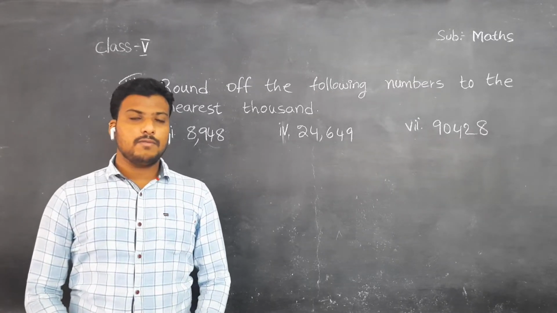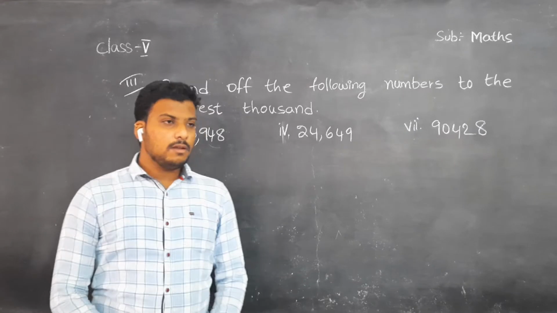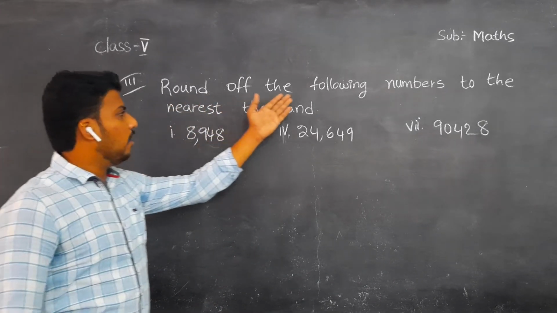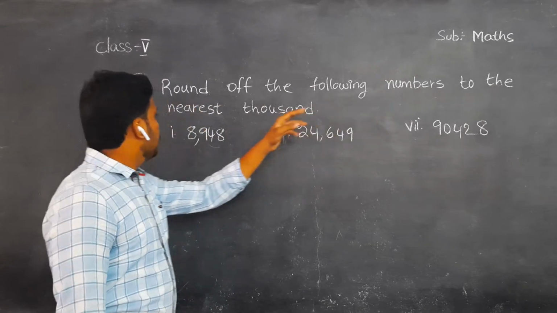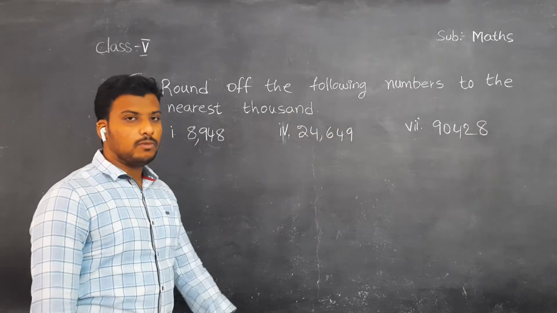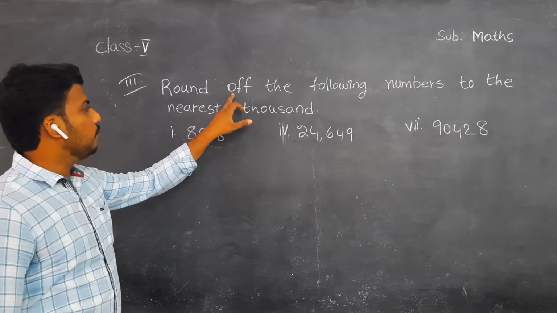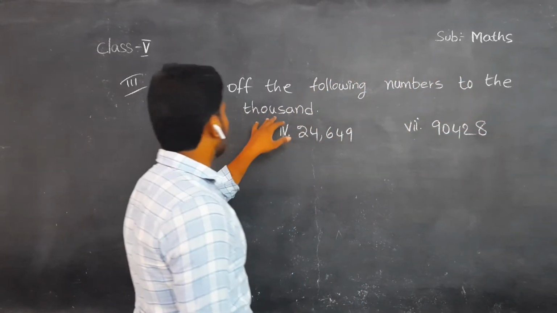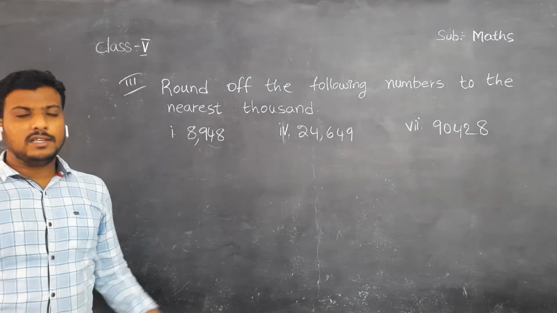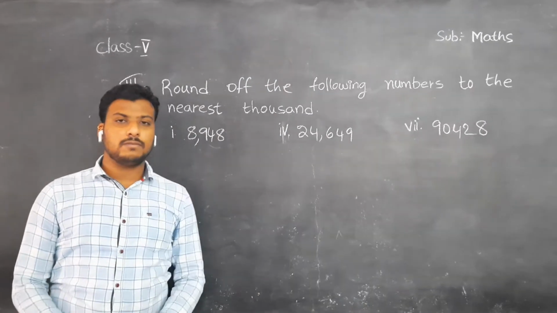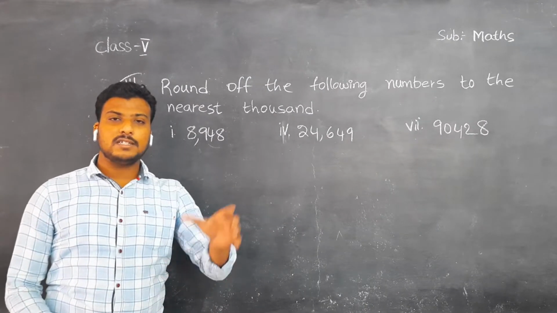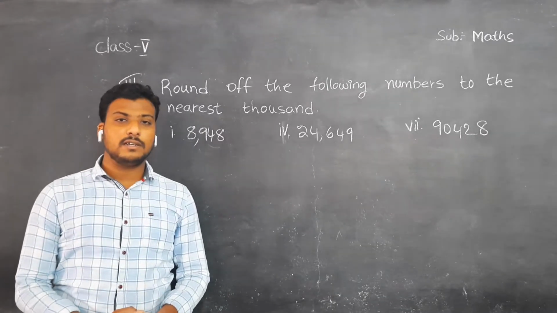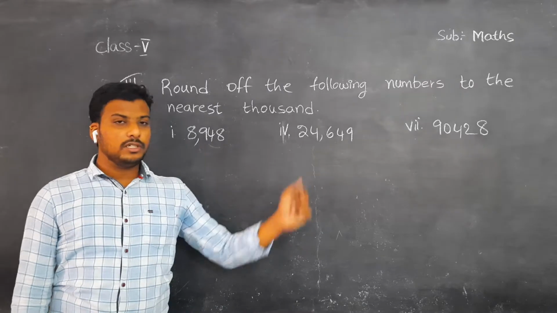In this class, we are going to discuss a fair task, that is Roman number 3. Round up the following numbers to the nearest thousands. What is it? Round off the following numbers to the nearest thousands. We already discussed rounding off the numbers to the nearest tens and to the nearest hundreds. Right now it is time to discuss thousands.